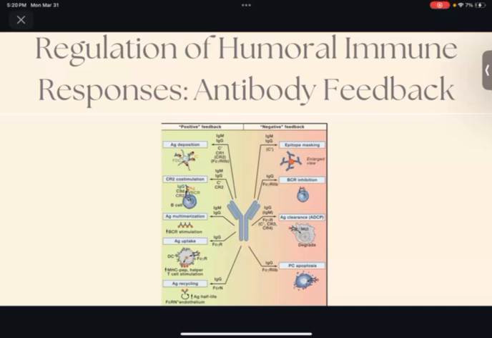Regulation of humoral immune responses: antibody feedback. It prevents overreaction of B cells. Antibody-antigen complexes bind to Fc receptors on B cells. One receptor recognizes antigens. The Fc receptor binds to antibody already attached to antigen. ITIMs, immunoreceptor tyrosine-based inhibitory motifs, block activating signals and stop B cell activation.